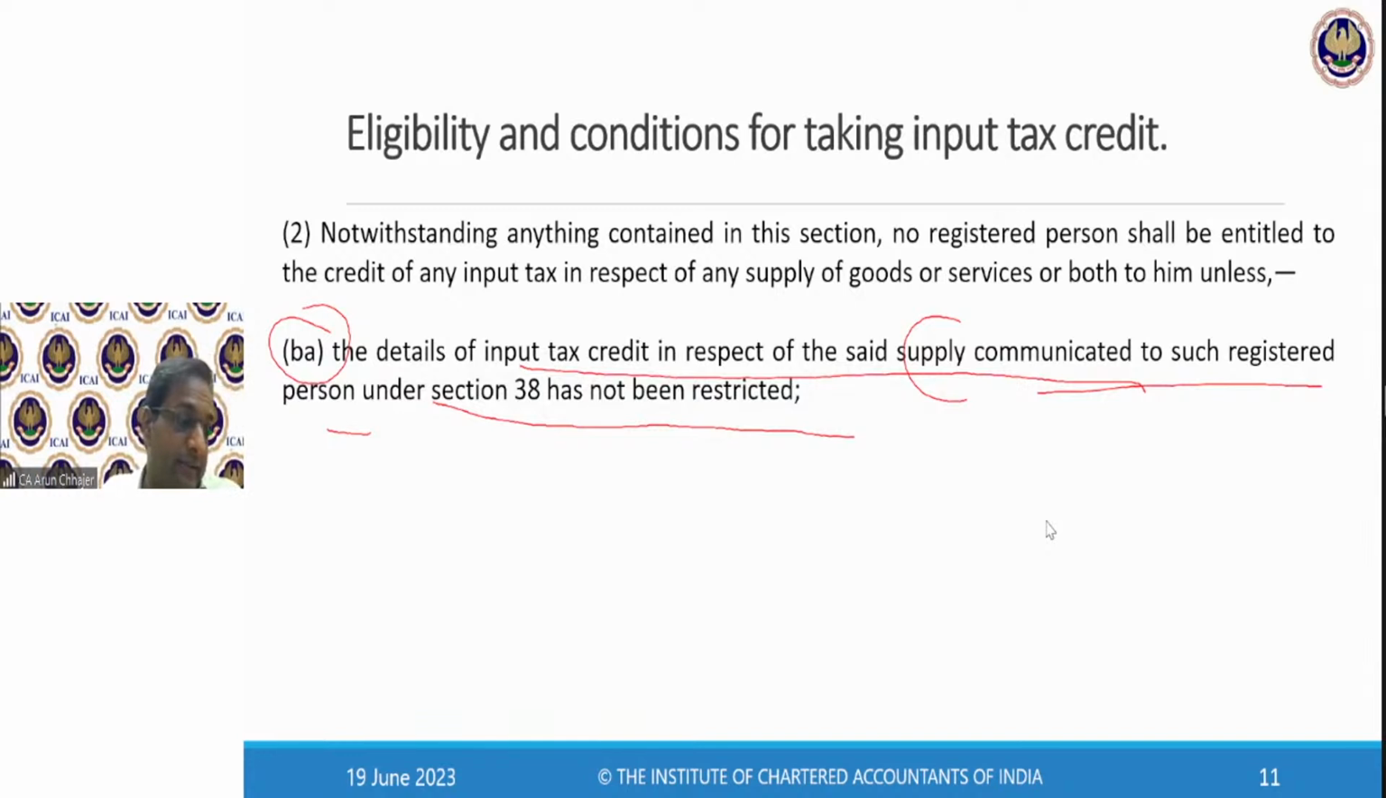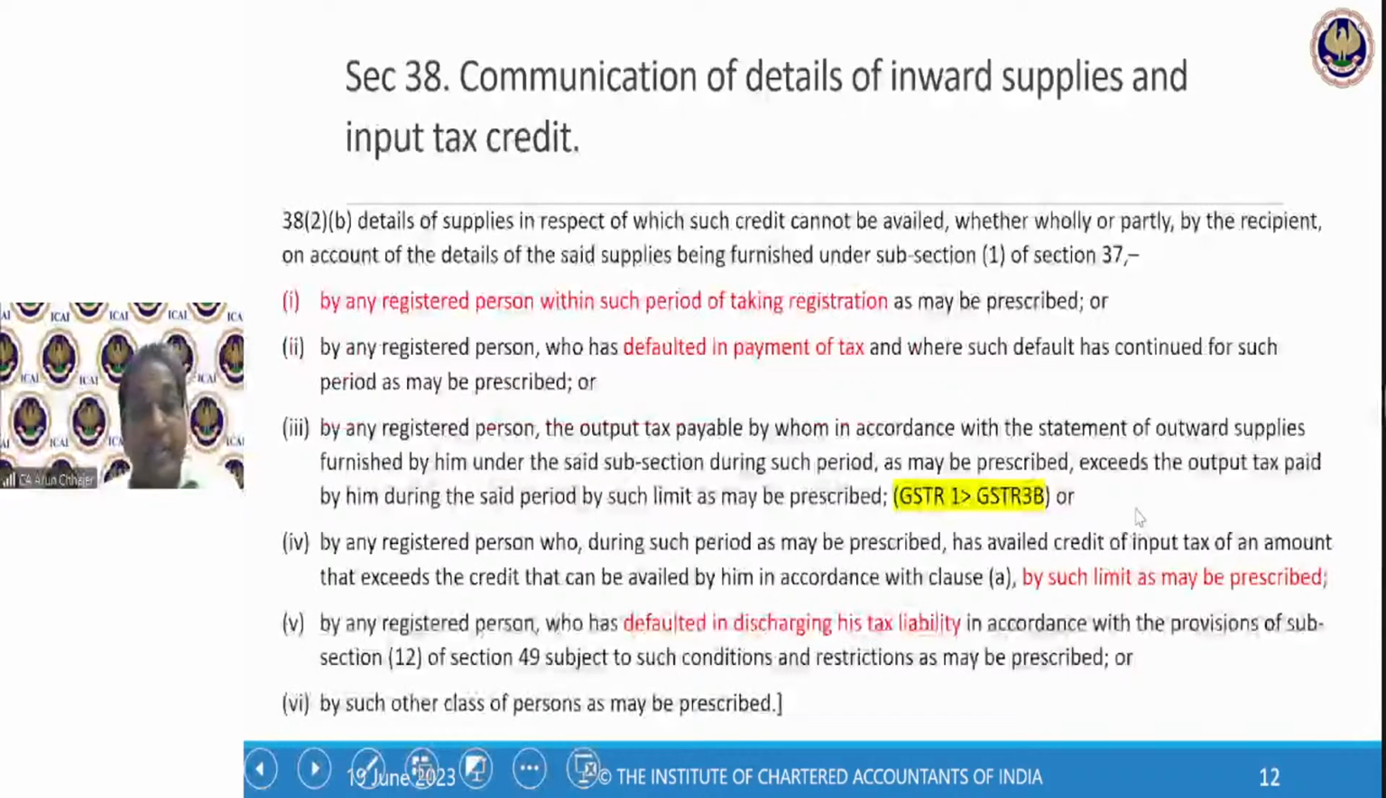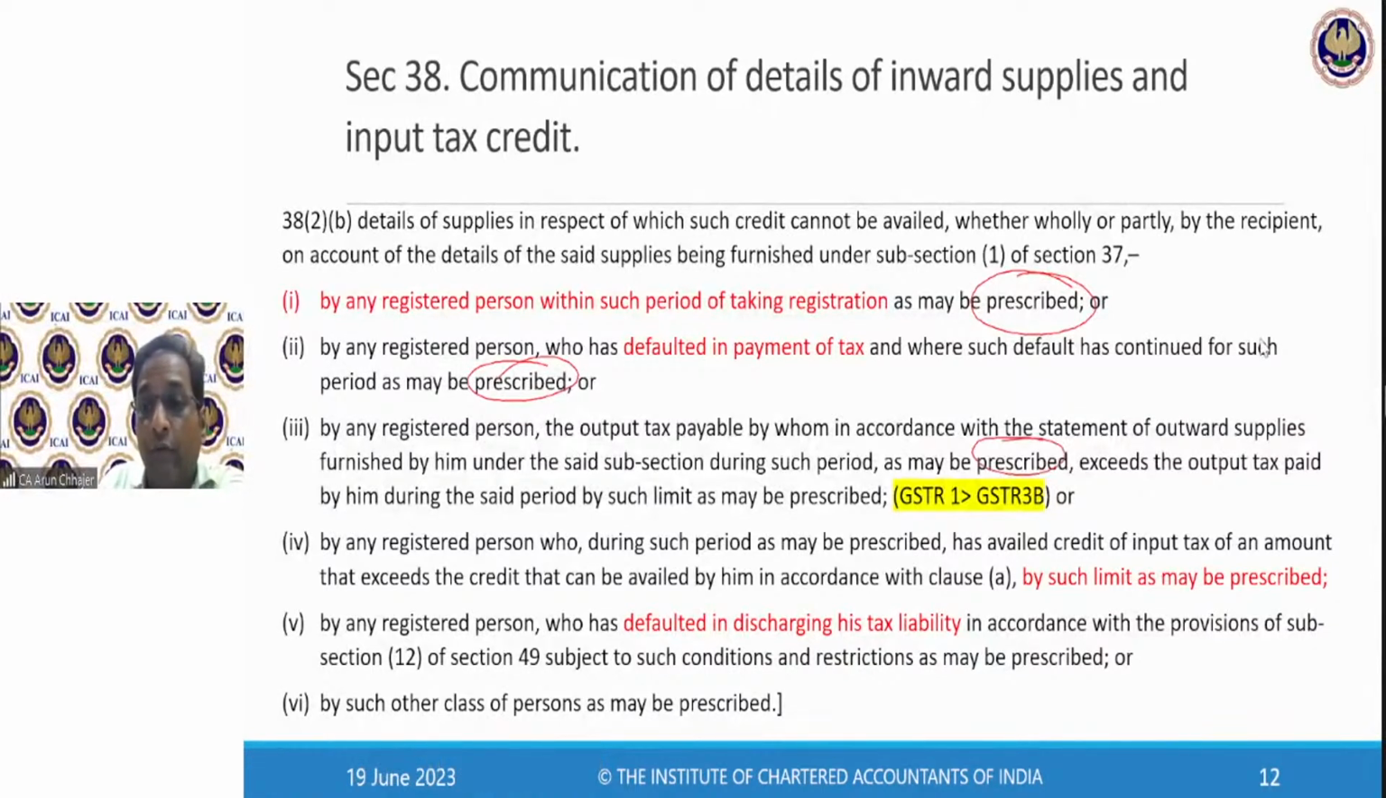For taking the ITC, they've inserted the clause BA, which is not possible to comply with. Section 38 subsection 2 clause BA says that the ITC should not be such which is restricted. And which ITC is restricted? You can read 38 subsection 2 clause B. They were adding certain conditions, but as of now, they have not prescribed any rule.